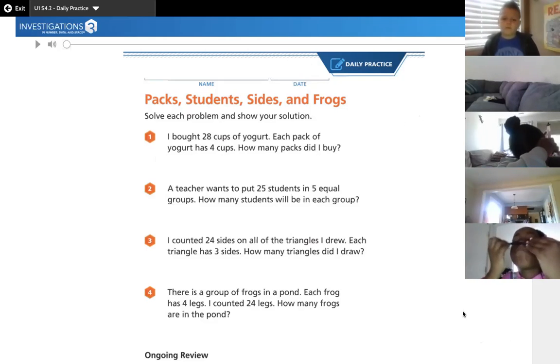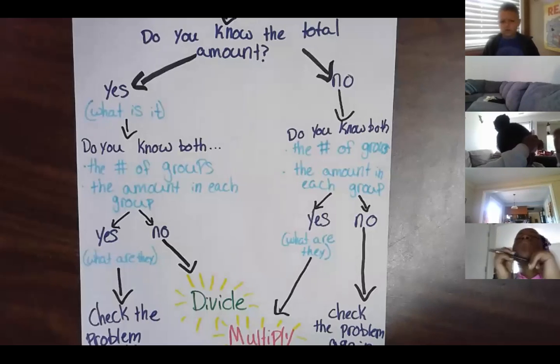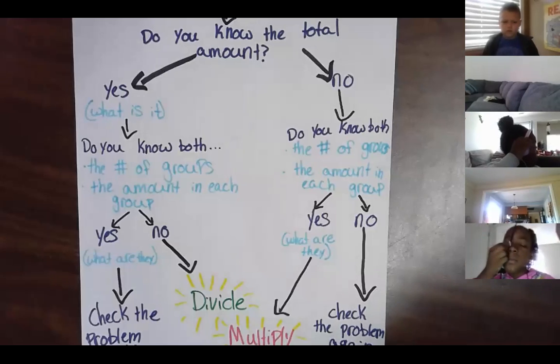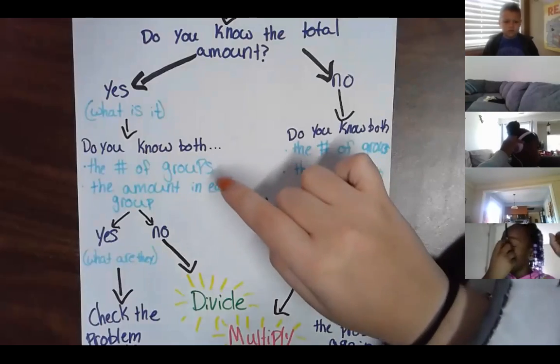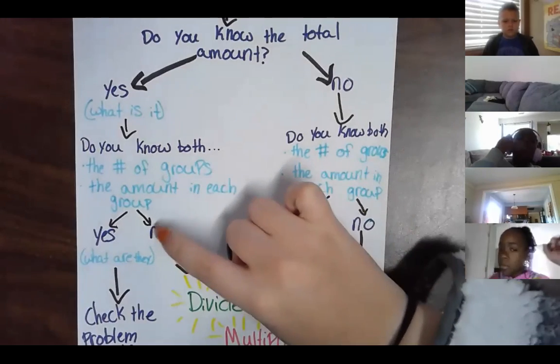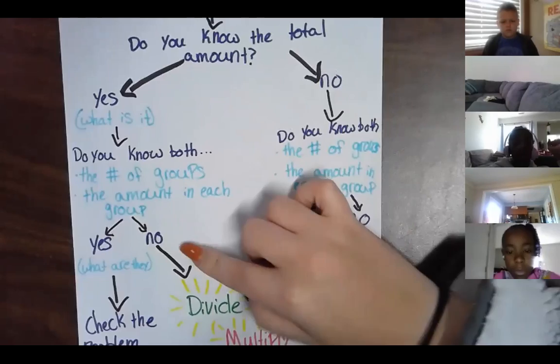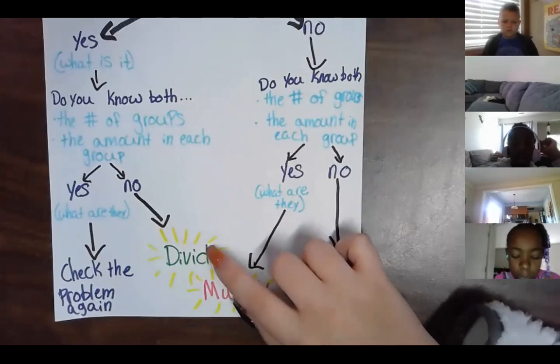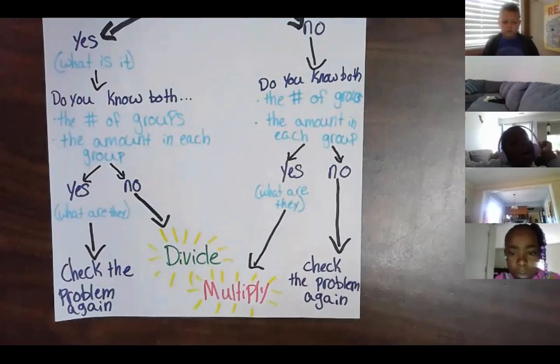I wish there was a better way of doing this, but this is the best way. All right. So no, I don't know the number of groups. And so I'm going to follow my no, and it says to divide. All right, so I'm going to divide.